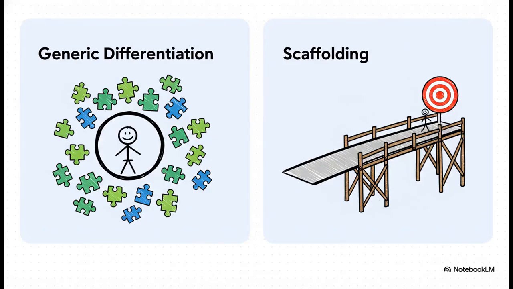Okay, so you might be thinking, hang on, this just sounds like differentiation. And you're not wrong, but it's a little more specific than that. Think of it this way. Scaffolding is a really focused, really intentional type of differentiation. While general differentiation might give students a bunch of different paths, scaffolding builds one specific temporary bridge to a clear grade-level goal. And it does it while building both language and content skills at the very same time.